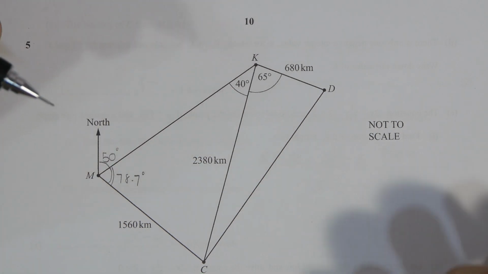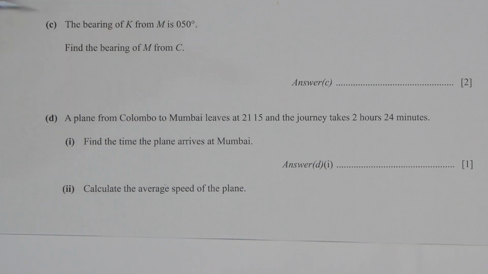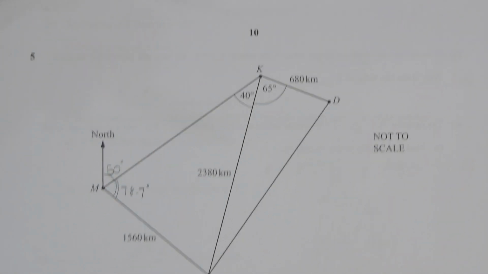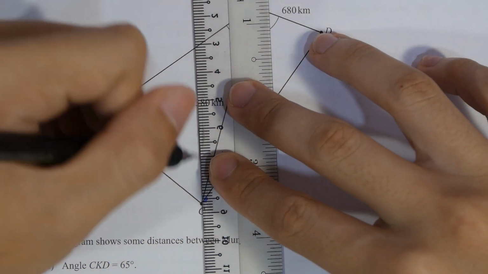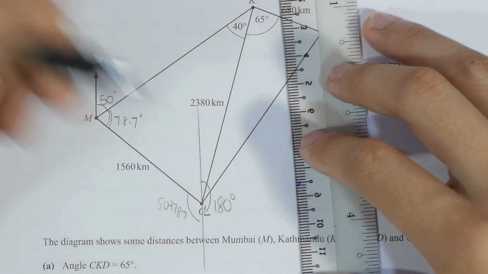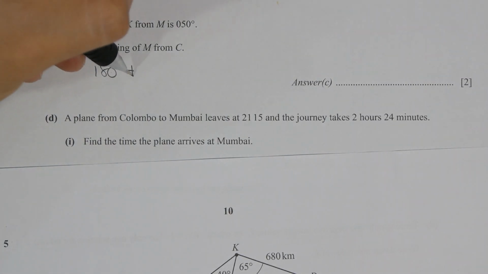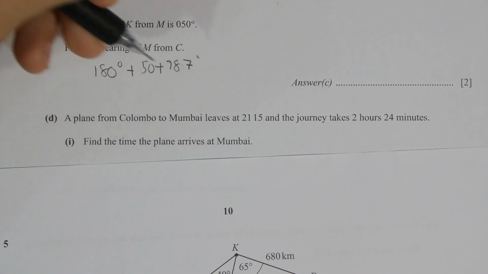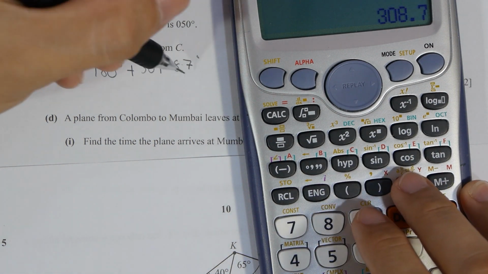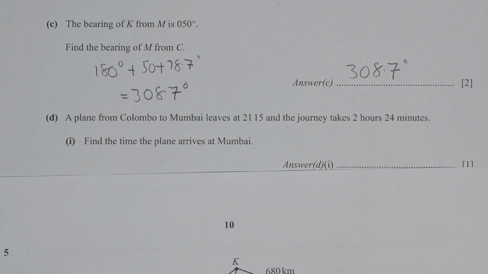Okay, so I fill it up. Then find the bearing of M from C. I drew a line at point C. The straight line represents 180 degrees, and I use the angles reflected to the other side. So for us to get the bearing of M from C, simply take 180 plus 50 plus 78.7. The result will be 308.7 degrees.